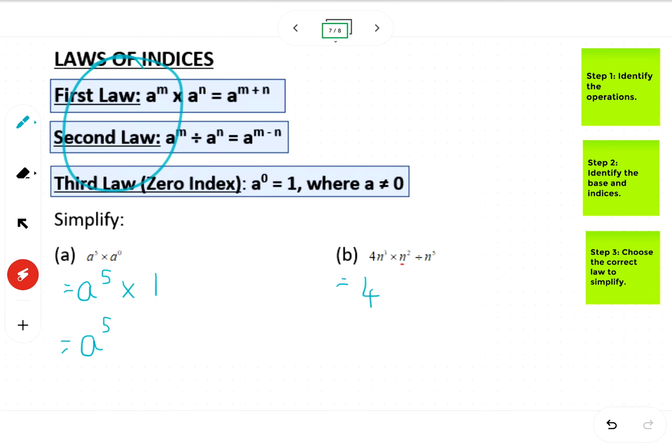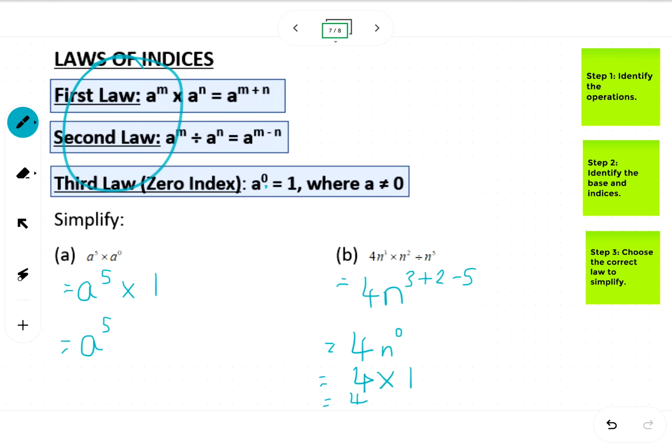Okay, for this question B, there's one number, 4, so we just write it down, and then base n, base n, base n. So we know the base is going to be n. Now we have to look at the operation. Always look at the operation. The operation here is times, so it means plus, and this is divide, so it means minus the indices. 3 plus 2 minus 5. Okay, 3 plus 2, 5 minus 5, 0. Remember, something with index 0 is 1. So 4 times 1. The final answer is 4.